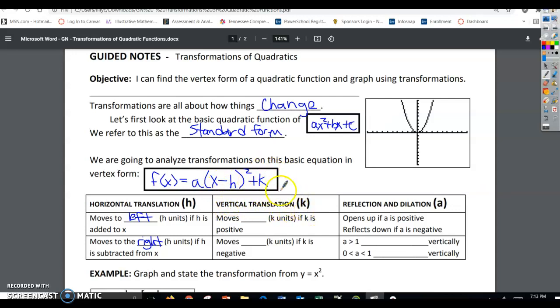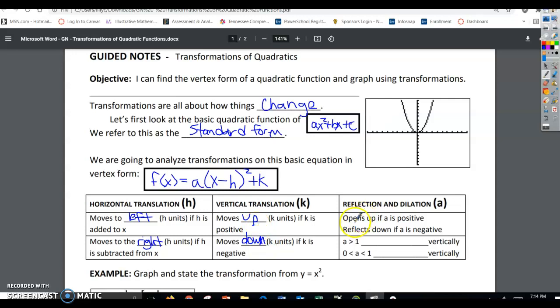Okay? Alright, your vertical translation is k. K is going to move you units if k is positive, so it's going to move you up k units if k is positive, and it's going to move you down k units if k is negative.